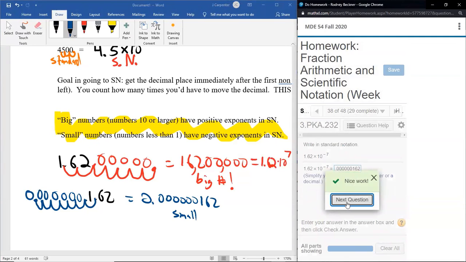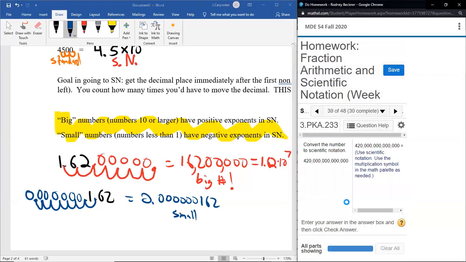Big number, positive exponent. Small number, negative exponent. That is going to make your scientific notation conversions 1,000,000 times easier, or 1 times 10 to the 6th easier. Hardy har har.